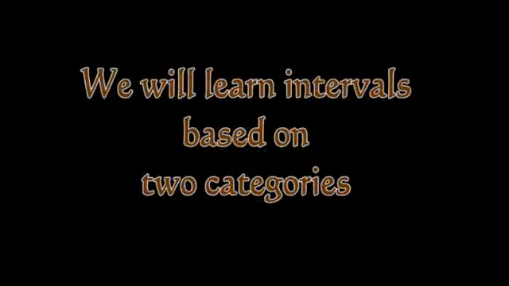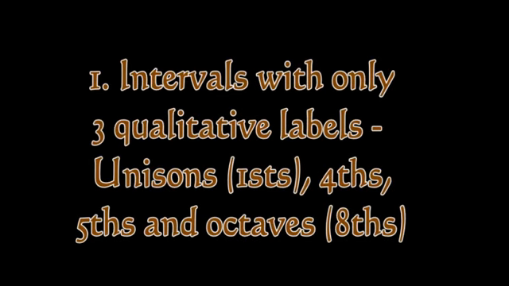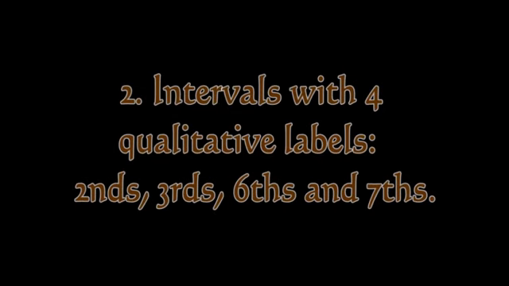In order to more quickly learn our intervals, I'm going to separate the groupings of intervals into two categories. There are those intervals that only have 3 qualitative labels, and they are unisons, fourths, fifths, and octaves. They can only have 3 labels besides the number. Seconds, thirds, sixths, and sevenths can have 4 qualitative labels. We'll talk about them in the next video.